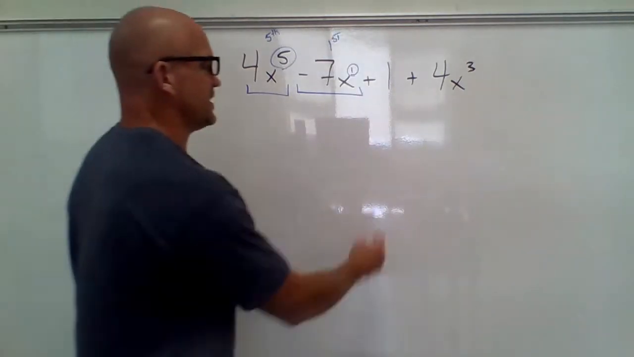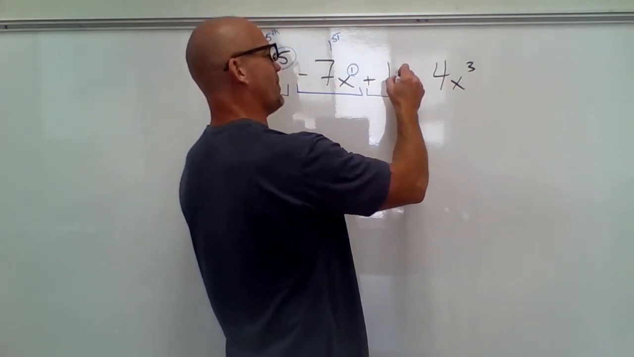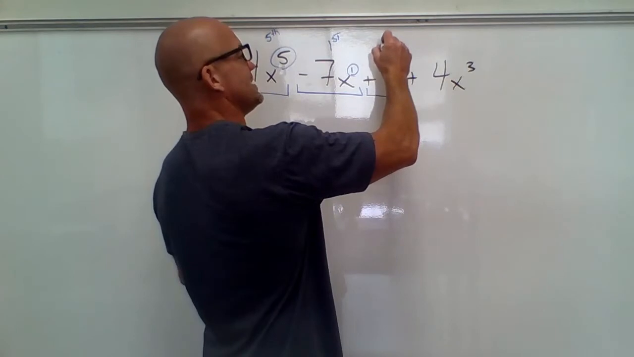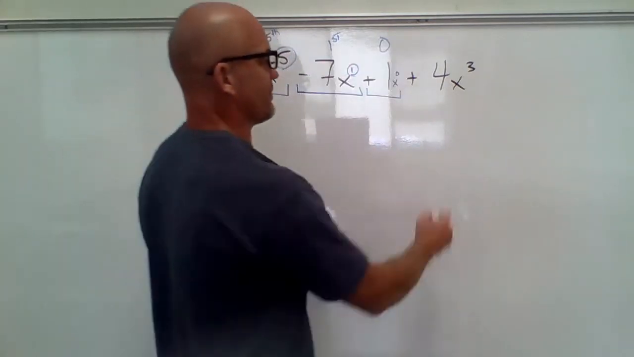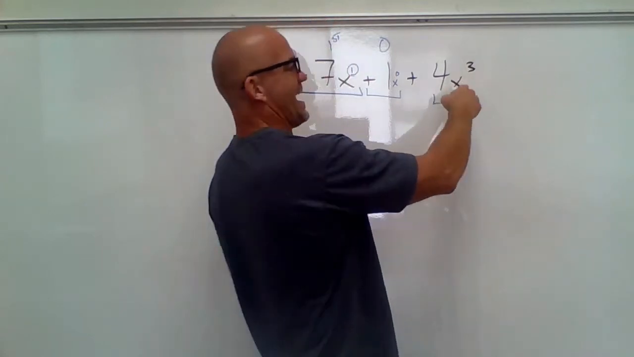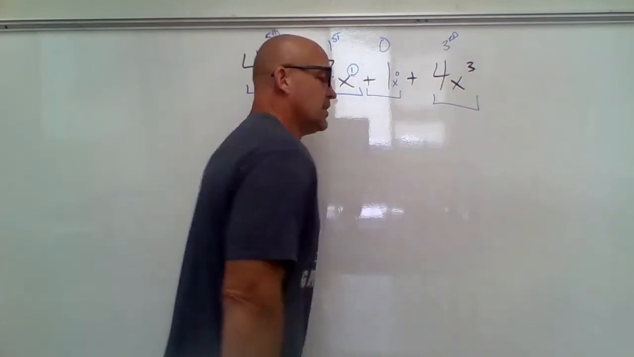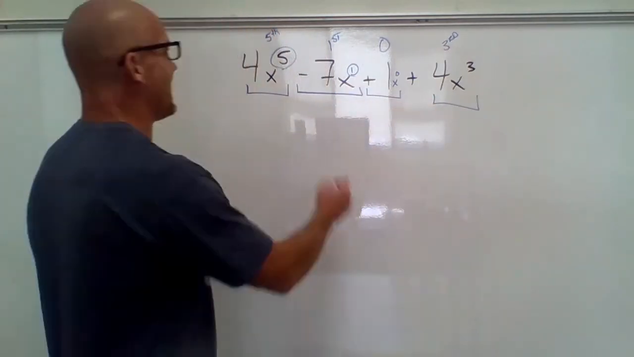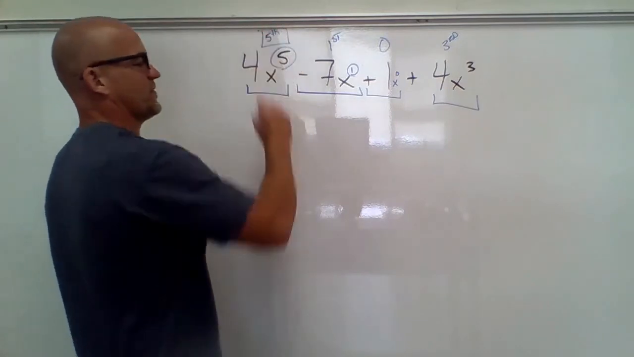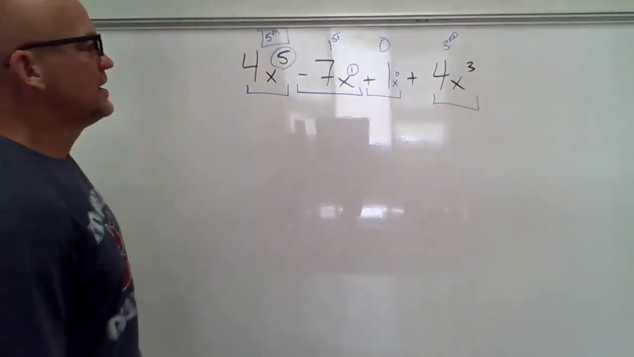Then I get to my constant. My constant right here has no variable with it. Technically, x to the 0 power, like I talked about before. That means it is a constant or has 0 degree. Then the last one right here has an exponent of 3. That means it is a 3rd degree term. So as I look at all the degrees of those terms, I take the highest, 5th. That means that this is a 5th degree polynomial.